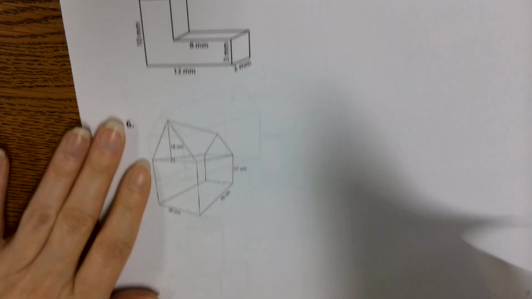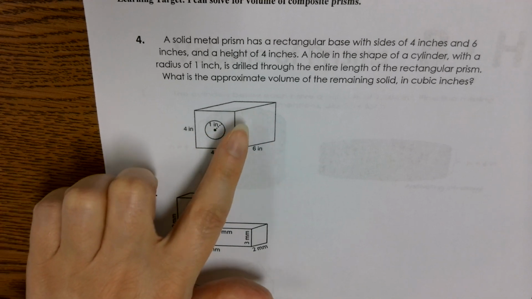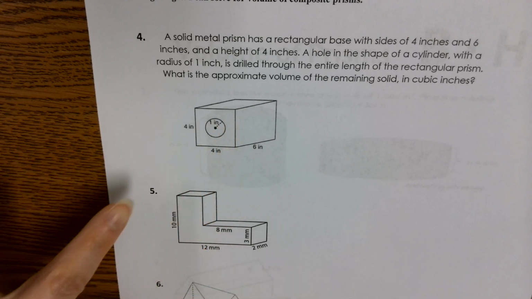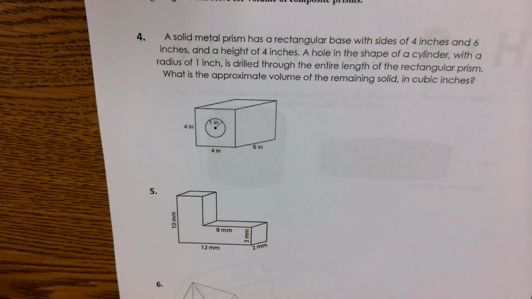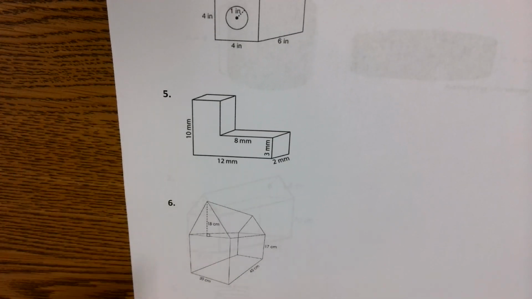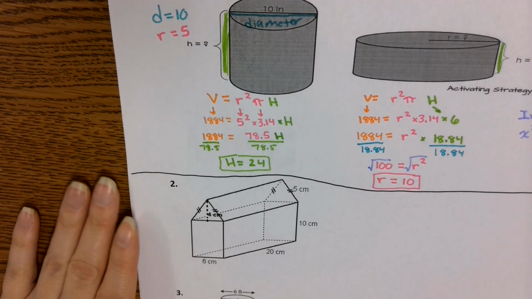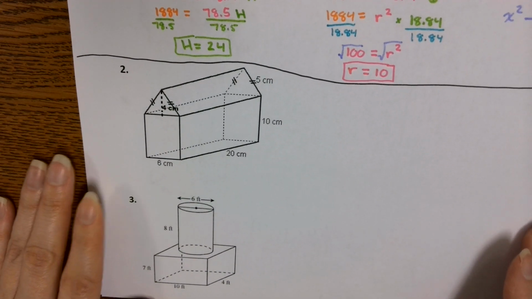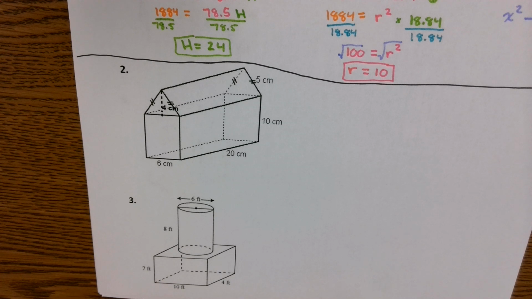if you're looking at problem 4 on the back of your paper, this would be a subtraction one because you're drilling a hole through it. If you're drilling a hole, you're removing something out of the block. So number 4 would be a subtraction problem, 5 and 6 would be addition problems. So composite figures are either adding volumes or subtracting volumes together, okay?